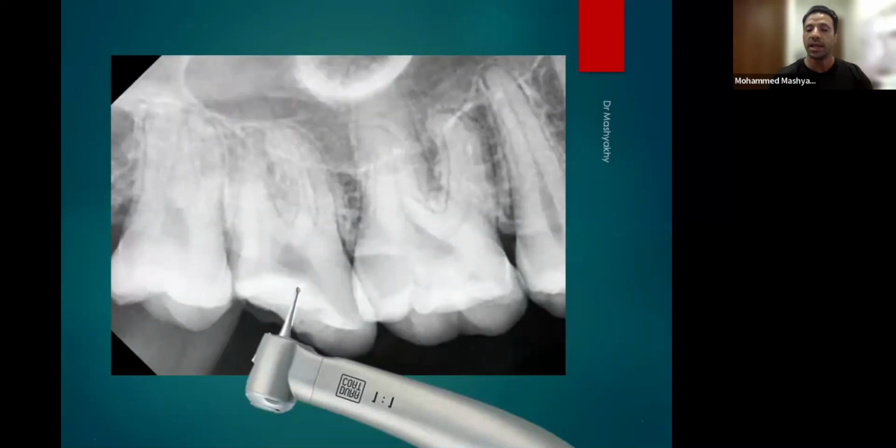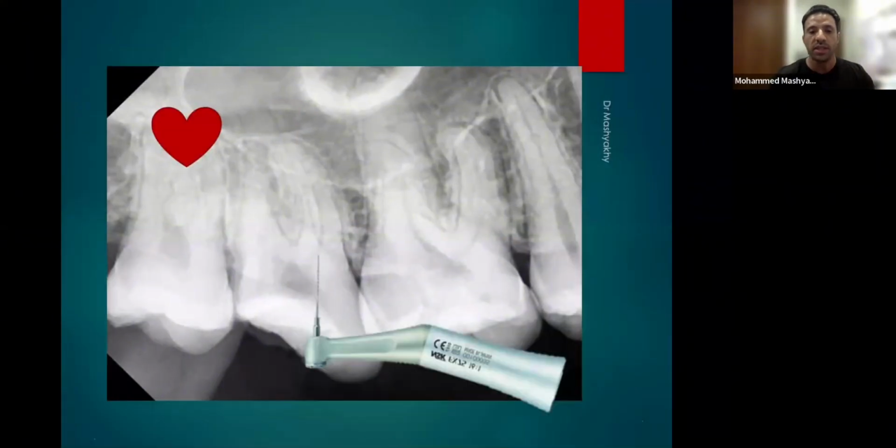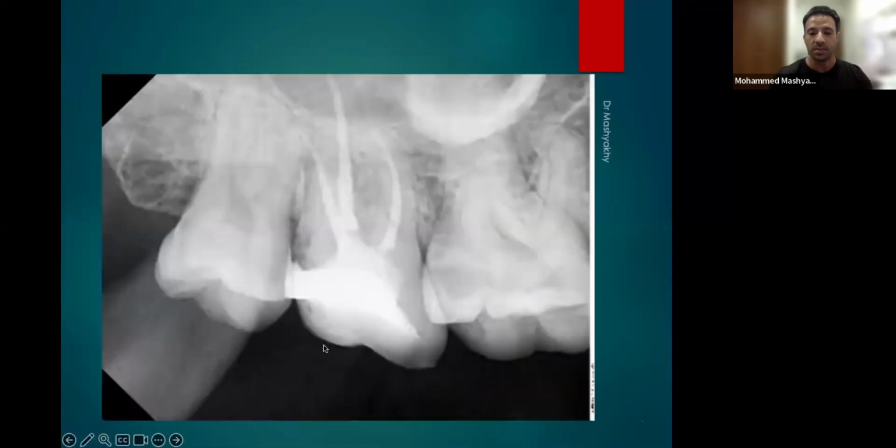So what we do here, we take a handpiece, round bur or tapered diamond bur or Endo Z, and we try to remove this dentin here. After removing this dentin, then we can have a straight line access to the root canal system. And the canal can be done very easily like this. So this is the first case, how to manage especially tooth number 7, at the back of the mouth, by having a straight line access to the canal and by having a good trajectory.